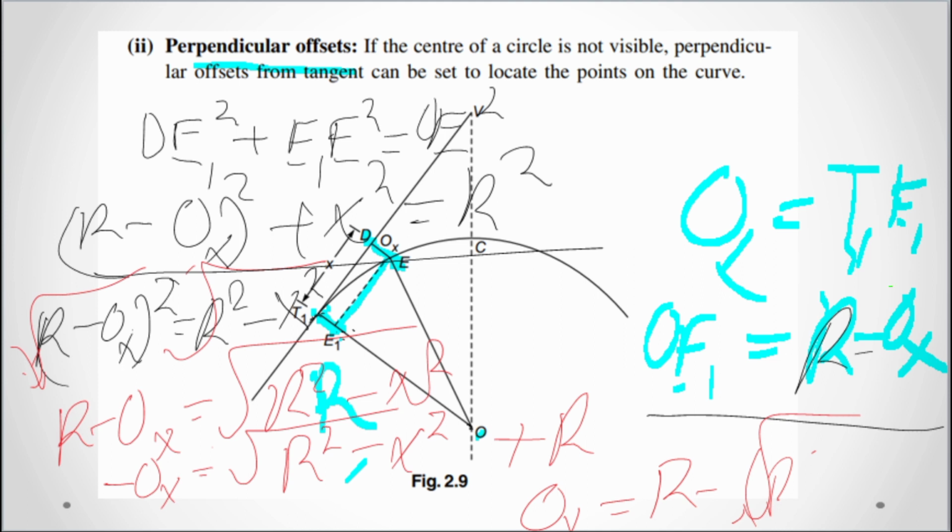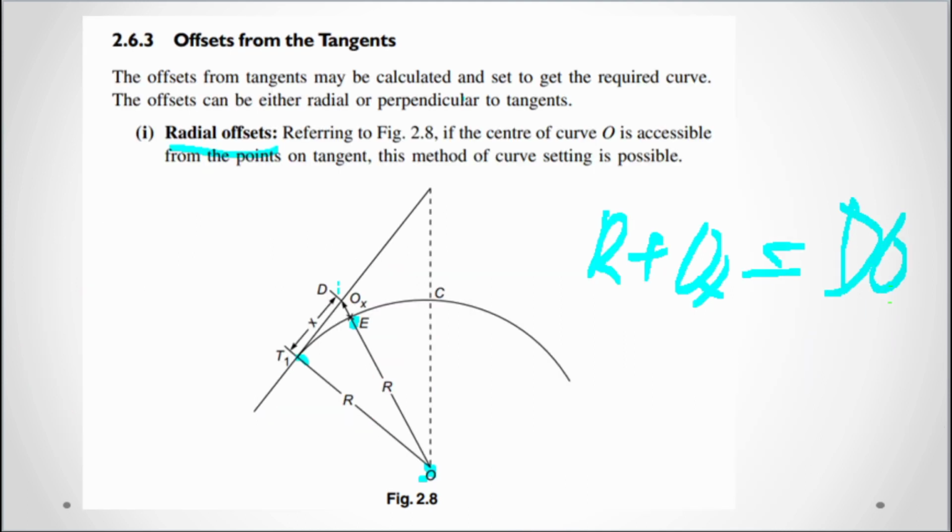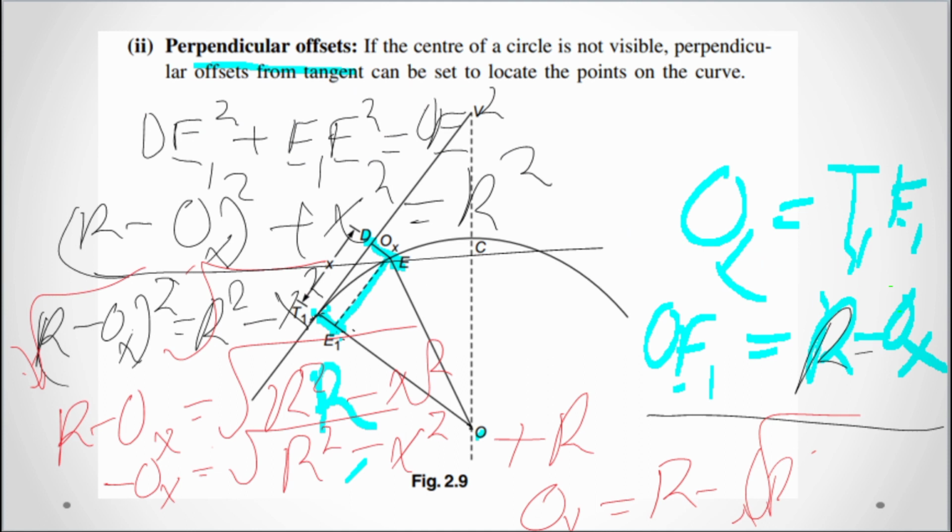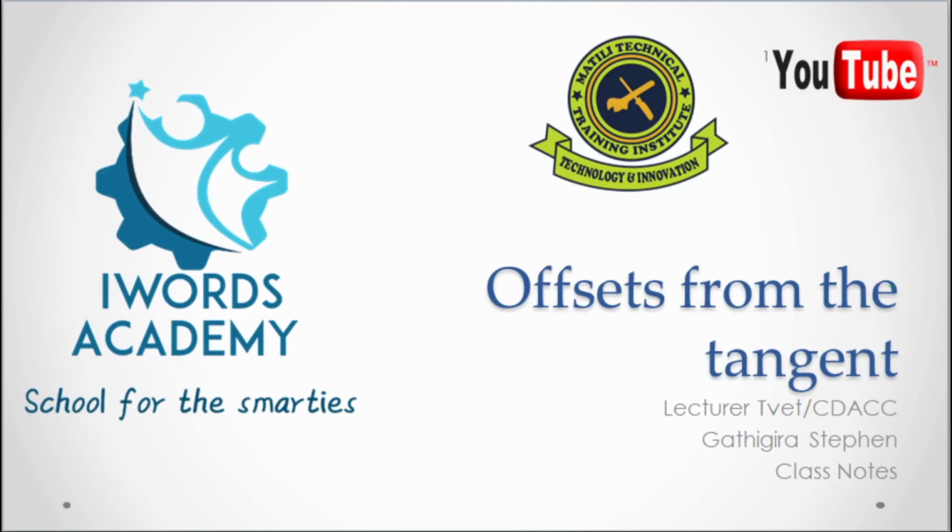So this is just a simple representation of the offsets of the tangents by radial offsets, and again here by perpendicular offsets. So that's how the formula of offsets from the tangent is gotten.